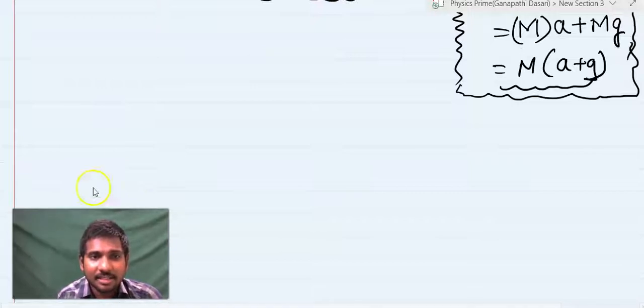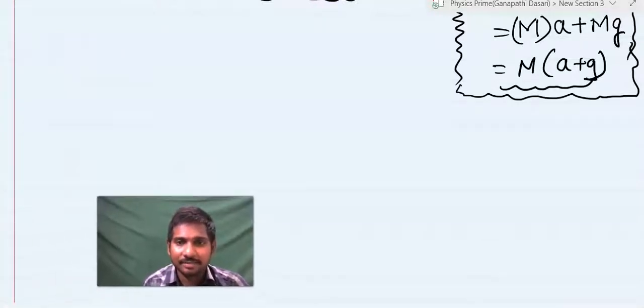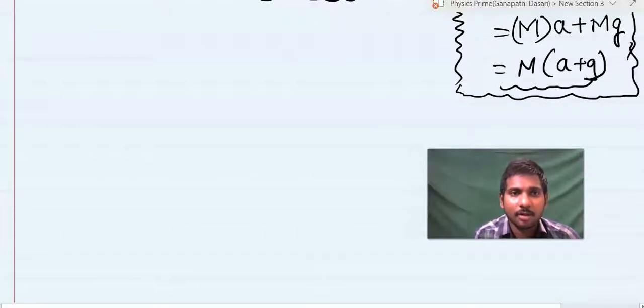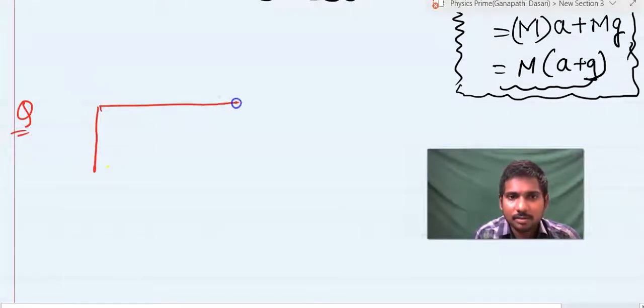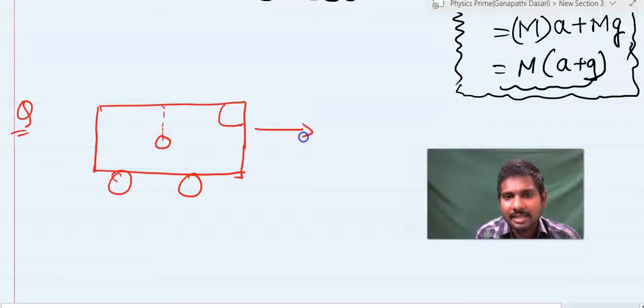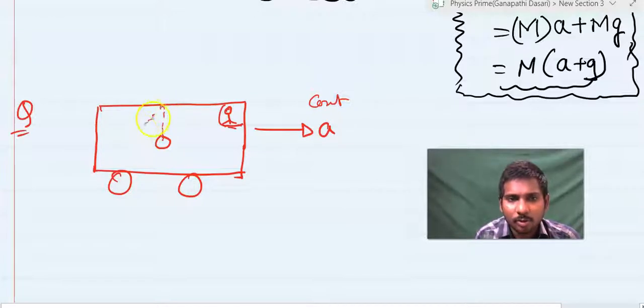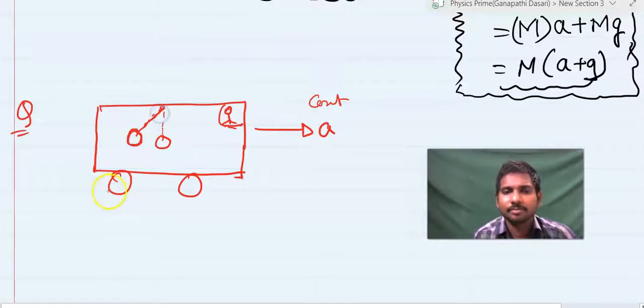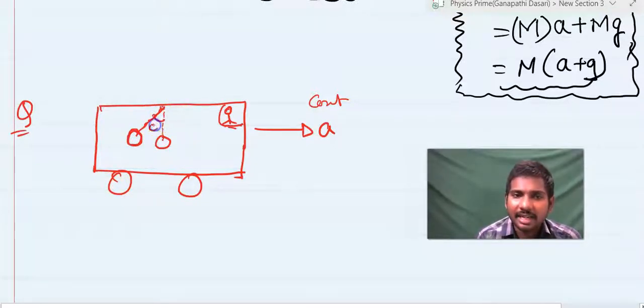So let us see some other situations where pseudo force can be applied and the problem can be solved. Suppose there's a question. There's a car here. There is a pendulum here, and this car is accelerating at a in the forward direction. We know that if this is constant acceleration, the pendulum will stay in this position at an angle theta with the vertical.